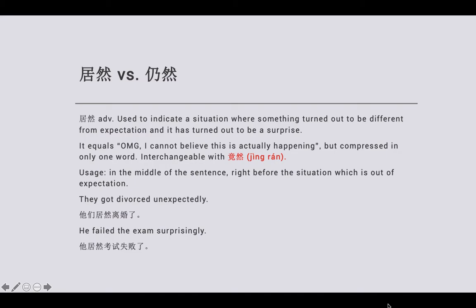And normally it is used in the middle of the sentence, just right before the situation which is out of your expectation. For example, they got divorced unexpectedly. And as here, the situation is they got divorced. This situation is out of your expectation. So you put 居然 before this. So it's 他们居然离婚了。他们居然离婚了。He failed the exam surprisingly. Here the situation is failed the exam, so put 居然 before fail.